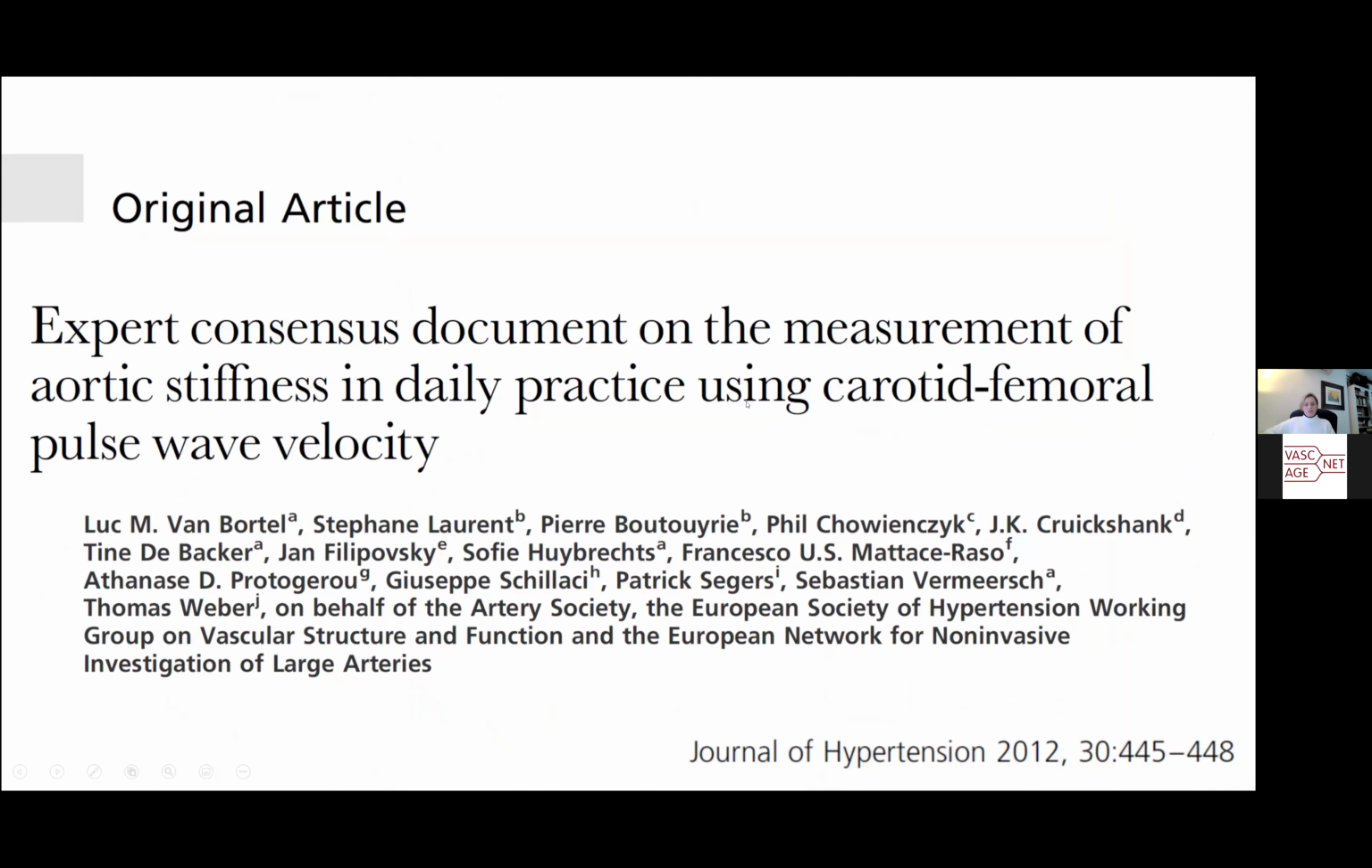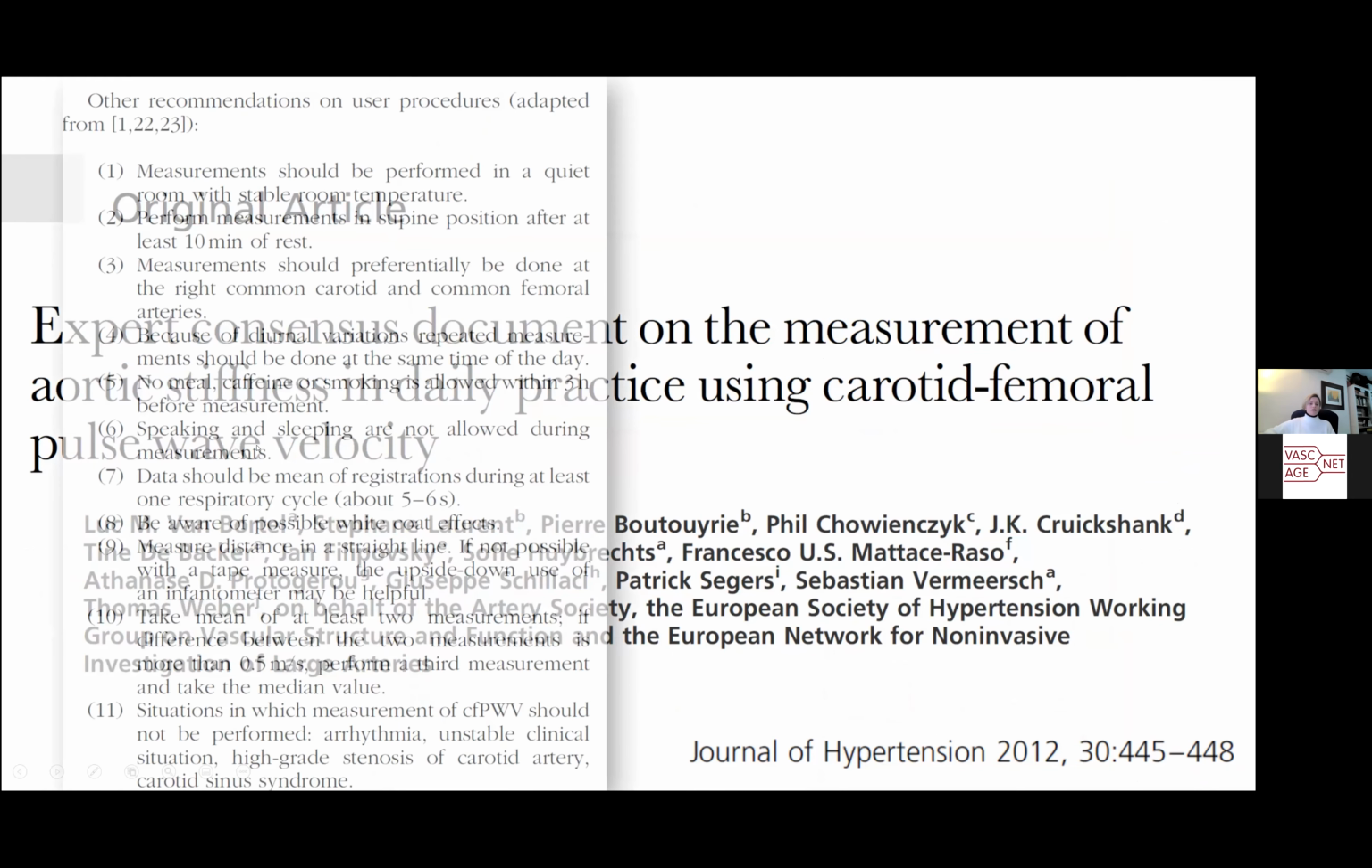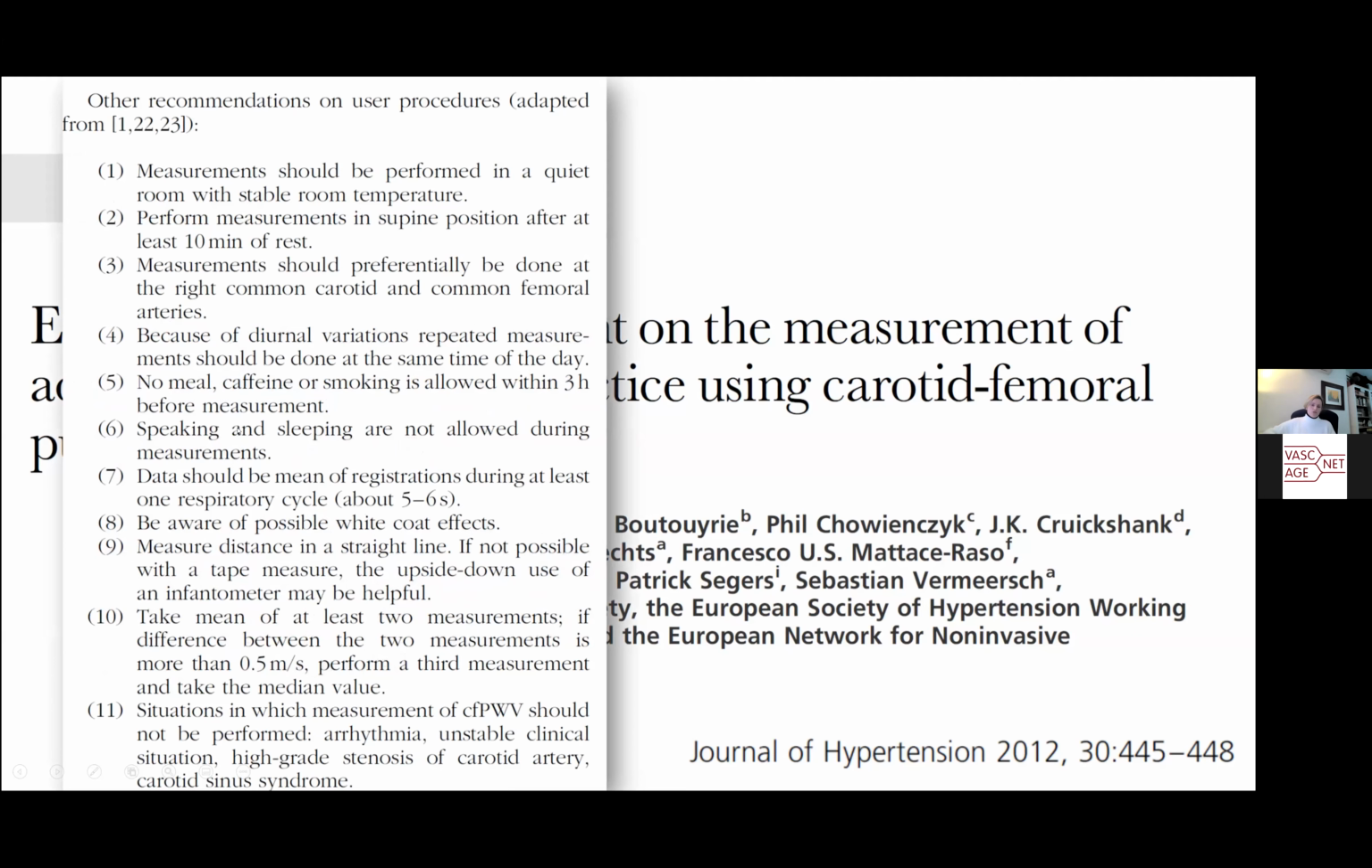Of course, you would all be aware of the fact that almost 10 years ago, this great expert consensus document was published that really guided people clearly on how to do carotid femoral pulse wave velocity in daily practice. And this document, I think, was very important to simplify and to make this a generally and widely applicable method to use. It typically included aspects that one should do, such as performing the measurement in a quiet room with stable temperature, how many measurements to take, the position of the patient, etc. And I think this was critically important and very clear at that time in this whole process.